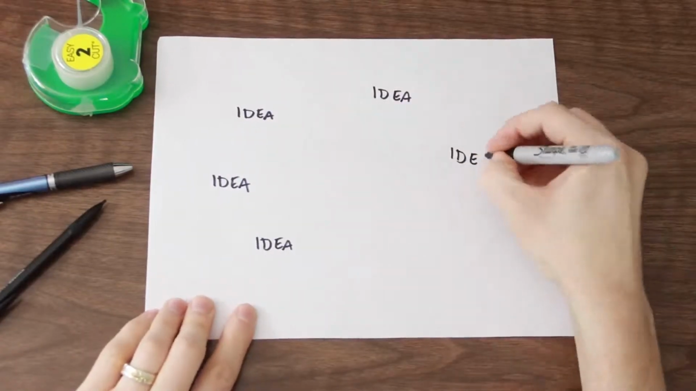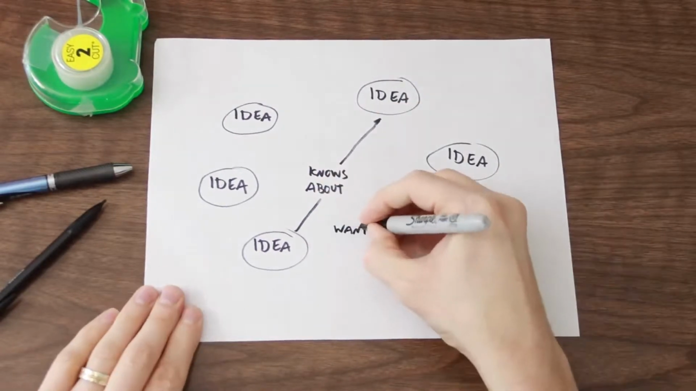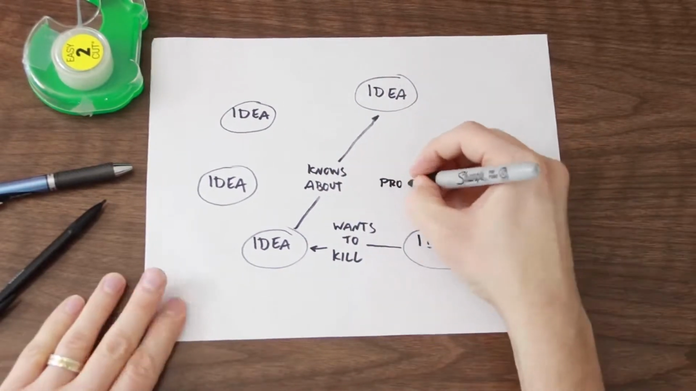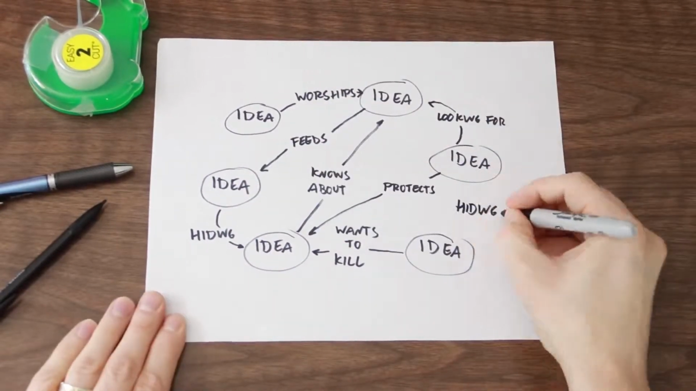Tool number 2, the fish tank. Alright, so let's say you have all your ideas thrown out wherever you threw them. Just like the last tool, you're going to go around to each idea and ask yourself, what relationship does it have to every other idea? Connect it with a line and write a word that describes the relationship. Different from the last tool, not a hierarchy, a relationship.